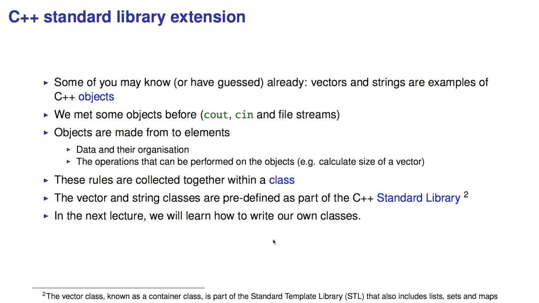So the rules are collected in an object called the class, and vectors and strings are two predefined classes as part of the C++ standard library. Actually, the vector class is part of the standard template library, which also includes lists, sets, and maps. And in the next lecture, you will learn how to write your own classes.